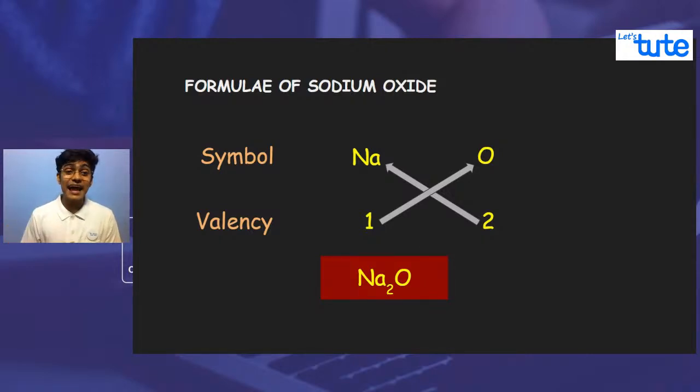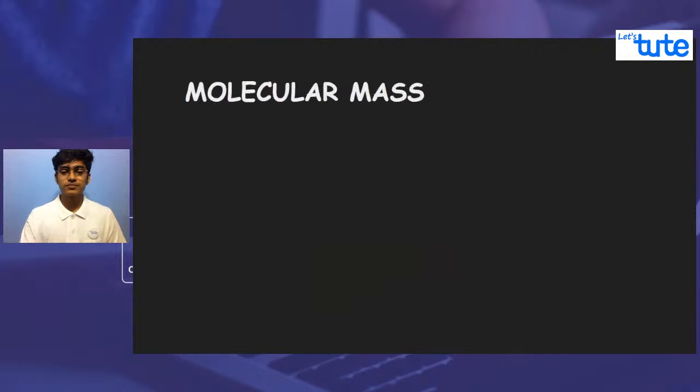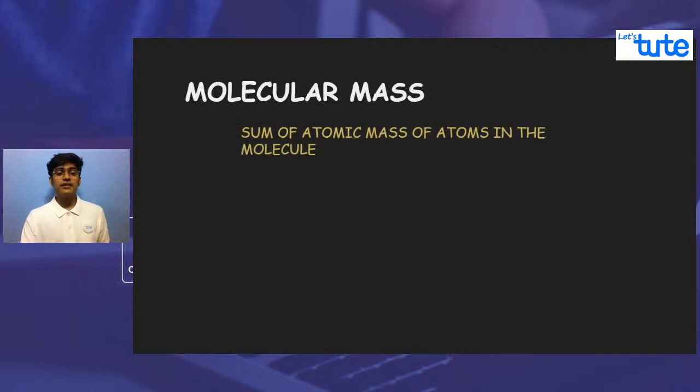Now let us try to understand how we can find the molecular mass of these molecules or compounds. So what is molecular mass? Please write it in your books. What is the definition of molecular mass? It is the sum of atomic masses of atoms in the molecule. For example, if I have H2O, I'll individually add all the atomic masses of all the atoms in that molecule, and I'll get a sum of their atomic mass, and that will be the mass of the molecule.